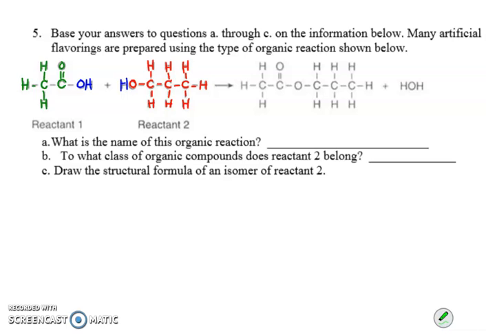Number 5 says base your answers to A through C on these. It talks about many artificial flavorings being prepared using this type of organic reaction. This is called esterification.